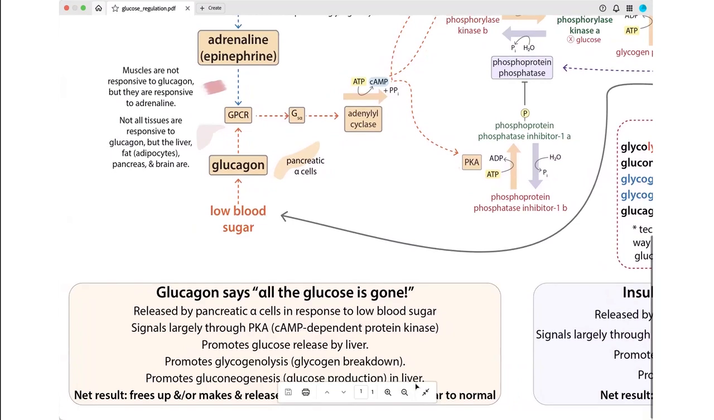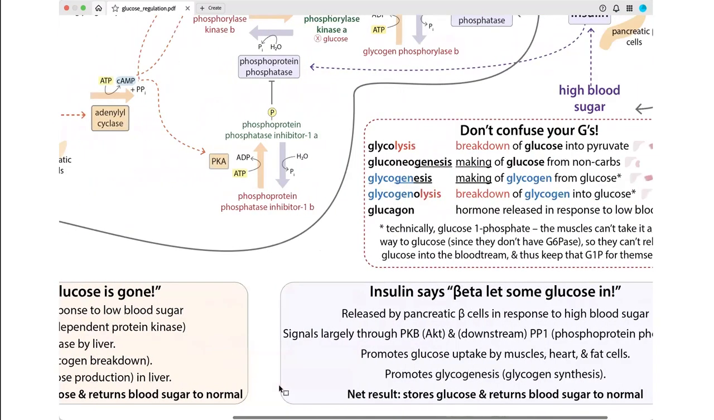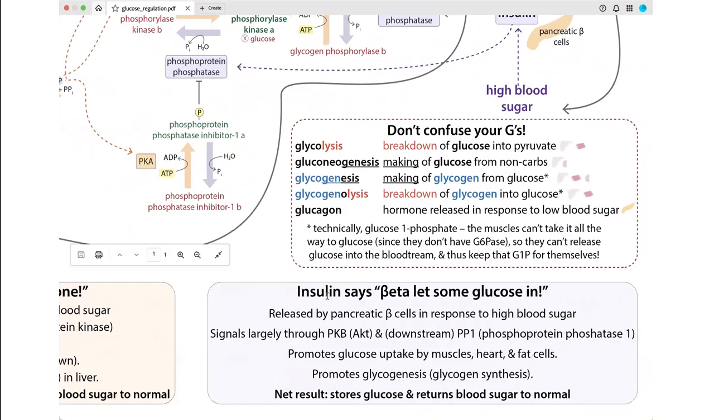Apologies that this little window is here. Let me see if I can move that away. Yeah, okay. So you can have glycogenolysis and gluconeogenesis. Both of those can happen in your liver, and both of those are able to then provide glucose that can be shipped out into the bloodstream. As a net result, you're going to free up or make and release glucose, and you're going to return the blood sugar to normal. What about the other situation?